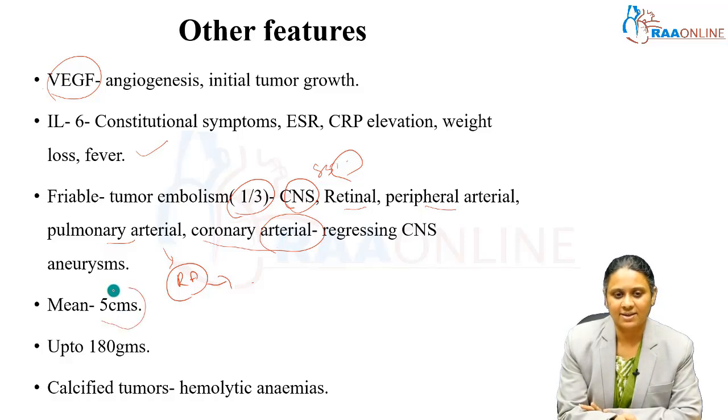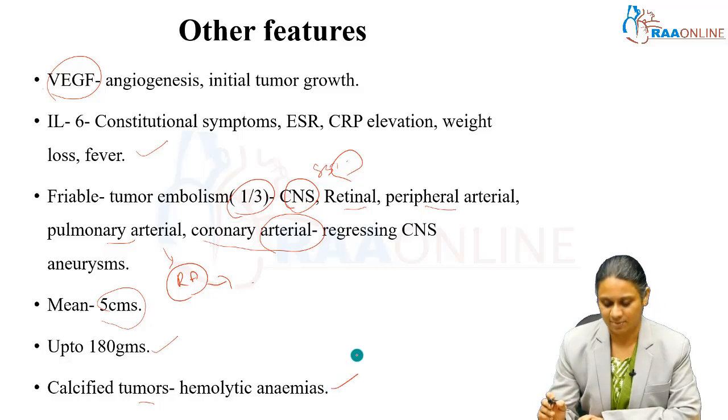The mean size is about 5 centimeters and the weight is about 180 grams. Calcified tumors like a prosthetic valve, they can also cause hemolytic anemias.